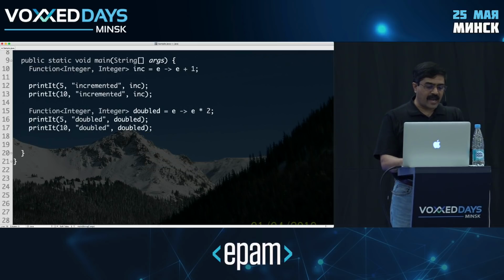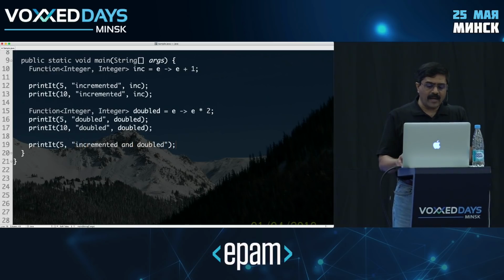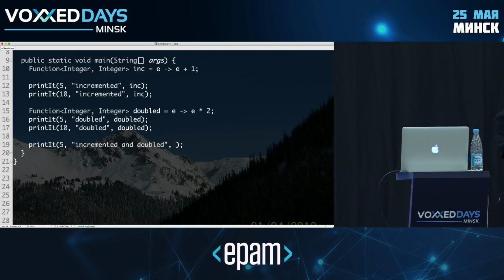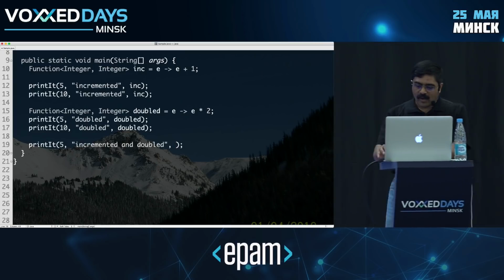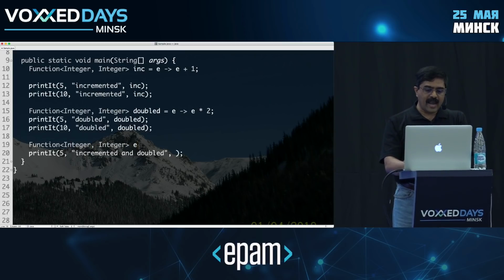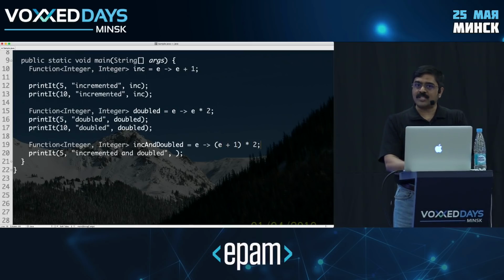Now I want to say printed 5 comma incremented and doubled. Oh dear, how do I really do this one where I want to increment it and then I want to double it? Well, here's an idea. What I can do is I can create over here function integer, comma integer, and given an element, this is going to be inc and doubled, and then equal to, I could say e plus 1, and then times 2 over here.